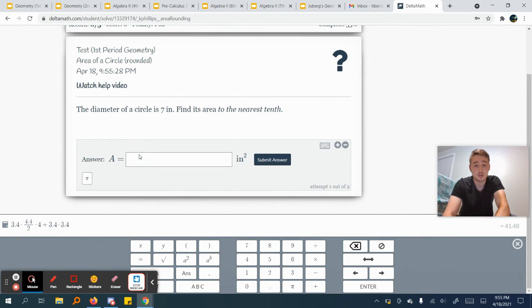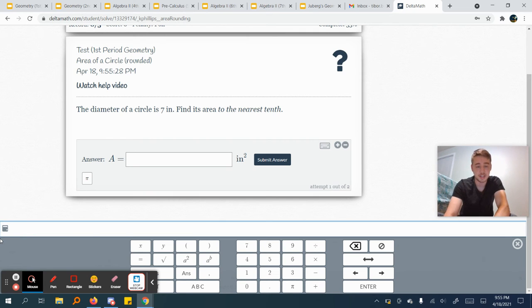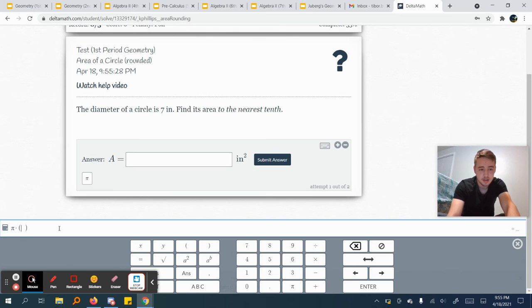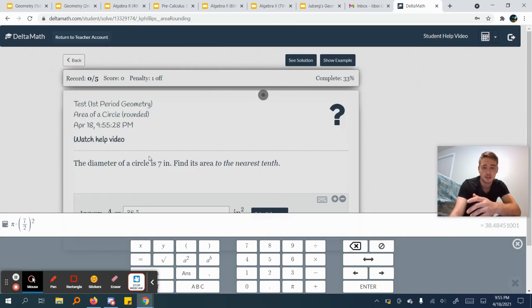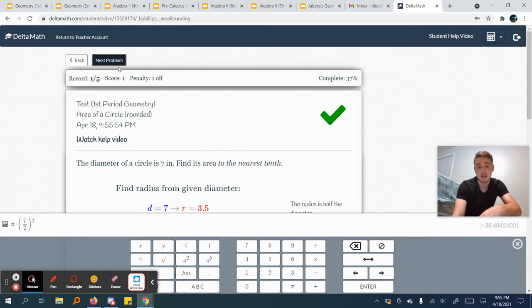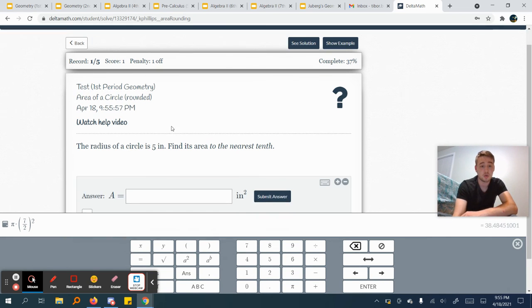Area of a circle, rounded. The diameter of a circle is 7 inches. Find its area to the nearest tenth. Diameter is twice the radius. Area is pi times the radius, which is going to be half that diameter, squared. 38.48 rounds to 38.5. Nailed it. That's pretty much all we're going to need to do.